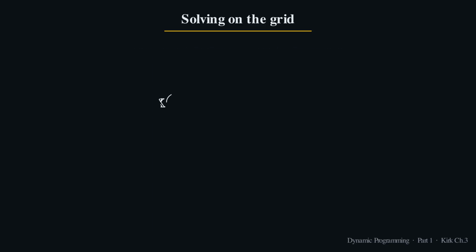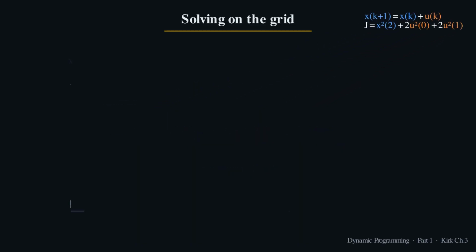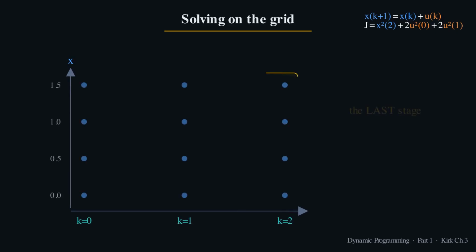Here's our tiny system. The next state is just the current state plus the control. And the cost is the final state squared plus a small penalty for every control we spend. 2 stages, then we are done. Start at the last stage. Pick one dot. Say the state is 1.5 with one move left. Try each control in turn.